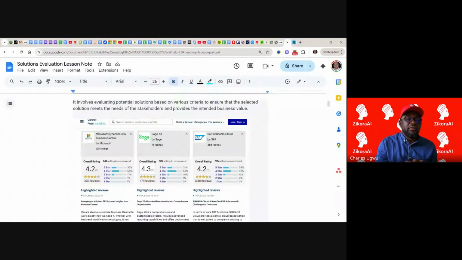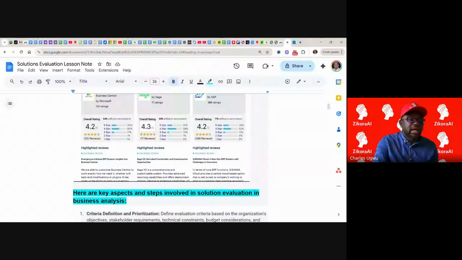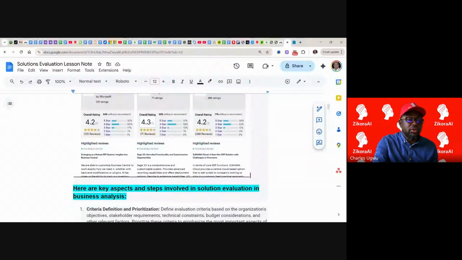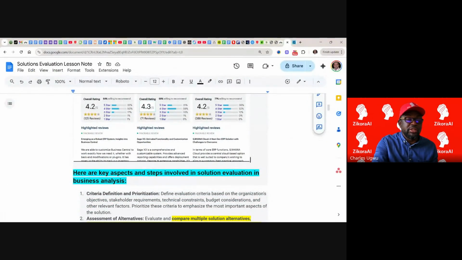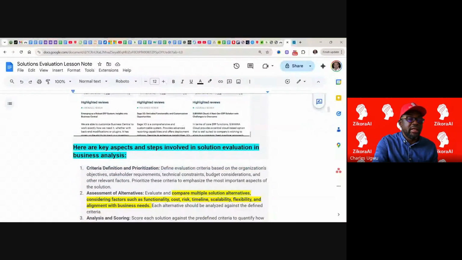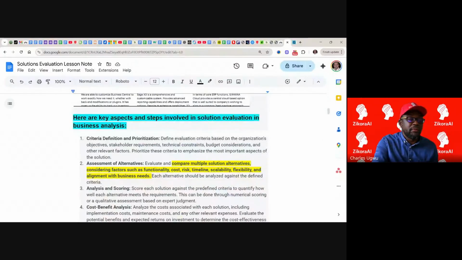So even if we are using AI, yes, AI is still good, but some of the AI will still come here to extract information from Gartner to present to you. So that is Gartner. We're going to move to Gartner at the end of this lesson when we're rounding up, to see how to carry out solutions evaluation with Gartner as a tool. So here are key aspects and steps involved in solutions evaluation.